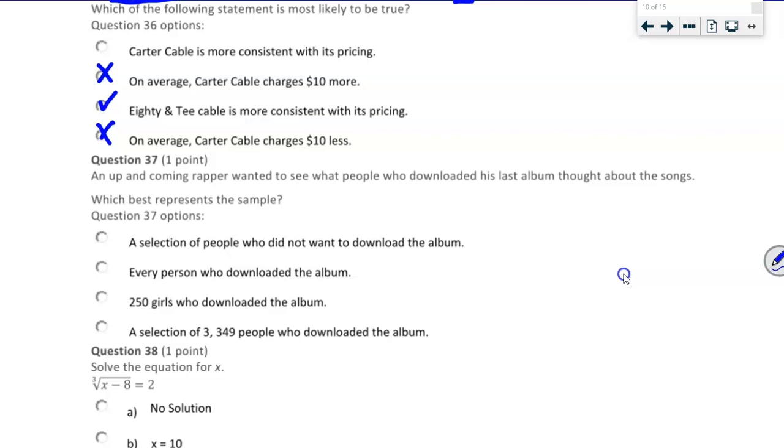So again, it's asking us about a sample here, right? So we know that that's not everybody. So it couldn't be this one. Obviously, that's not going to apply because they wouldn't even know about the songs, right? And then 250 girls who downloaded the album, that would be very specific. So I would say it's this one, a selection of 3,349 people who downloaded the album.